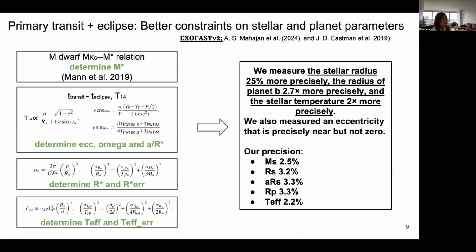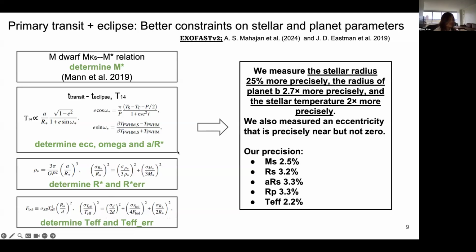So by using the timing and the duration of primary and secondary eclipses, we can get better constraints on the eccentricity and a/R_star of the system. And with this M star K magnitude and the stellar mass relation by Mann et al. 2019, we can determine the stellar mass. And then with the density equation, we can constrain the stellar radius. And we do some SED fitting, we can infer the stellar temperature.